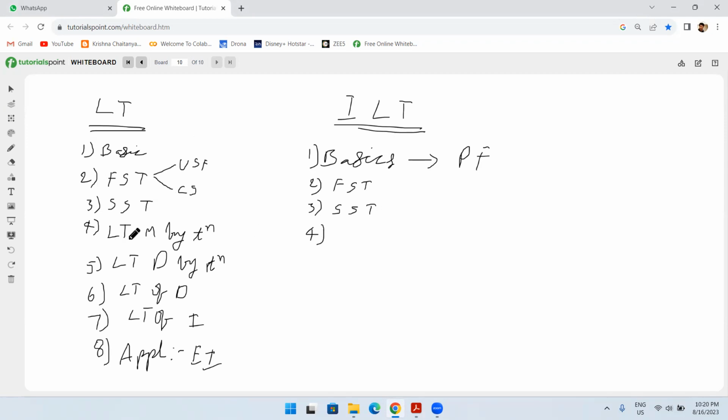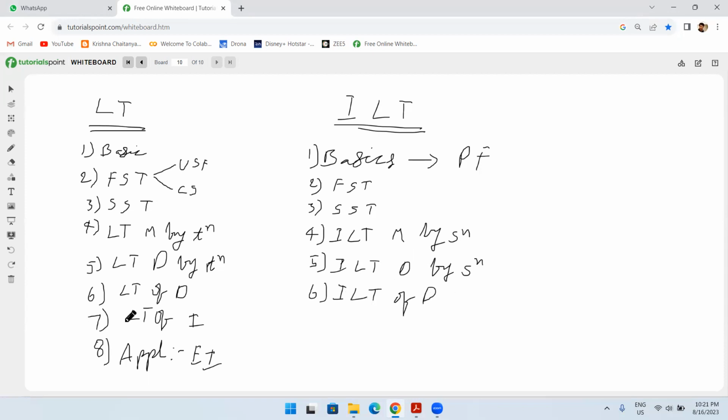Here, the Laplace transform multiplied by t power n; here, inverse Laplace transform multiplied by s power n. The fifth topic: Laplace transform division by t power n; here, inverse Laplace transform divided by s power n. The sixth topic: Laplace transform of derivatives; here, inverse Laplace transform of derivatives. The seventh topic: Laplace transform of integrations; here, almost similar, inverse Laplace transform of integrations. The eighth topic is a different thing, the convolution theorem.